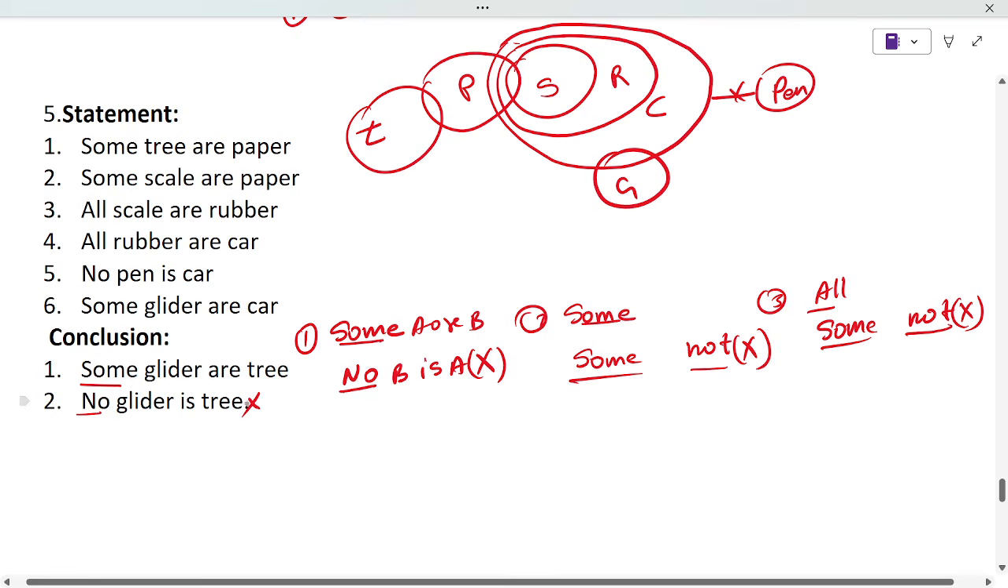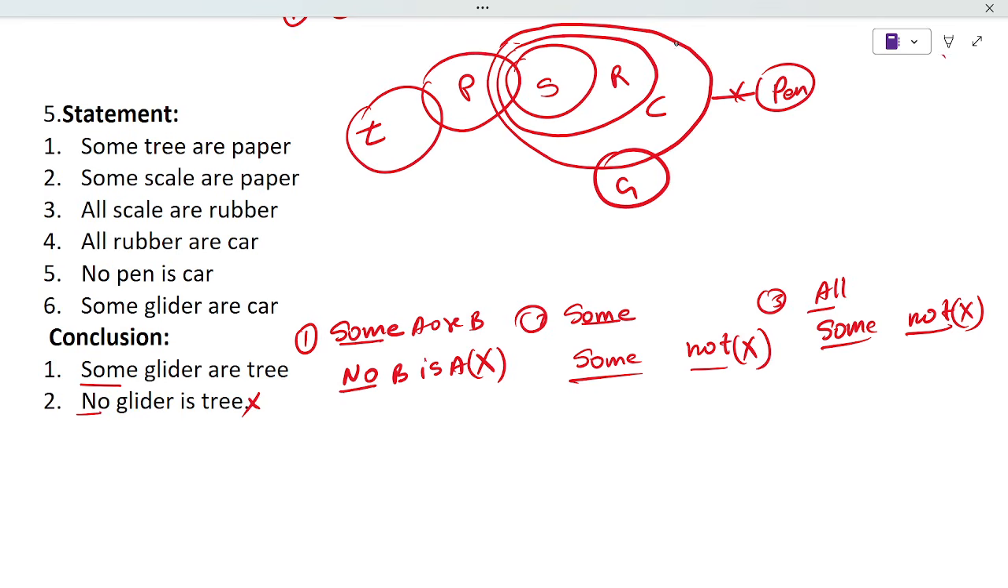So here, some glitter are tree, no glitter is tree. That means some-no pair, glitter and tree. We're talking about the same two things. So let's check the negative word right away. If we get the negative word as false, then it is either case. So no glitter is tree. In the no case, we check whether they can touch or not. So we have to check whether glitter can touch tree or not.